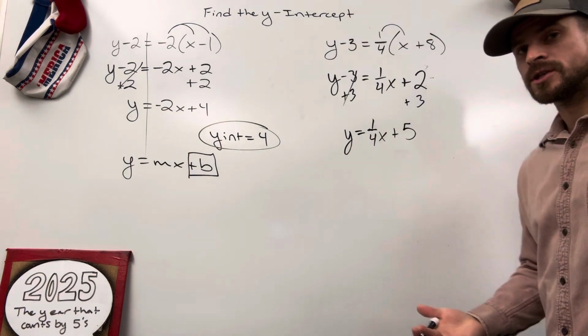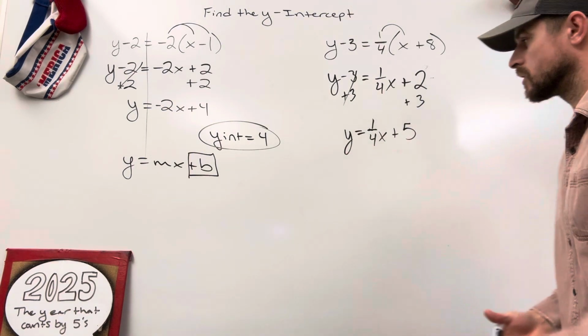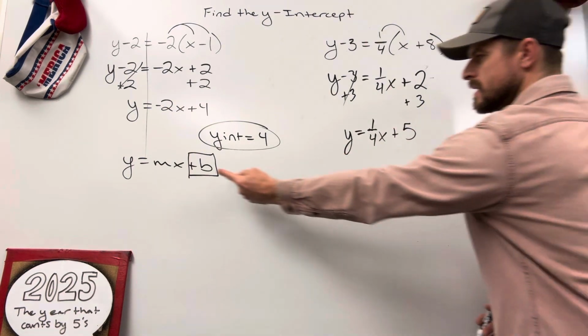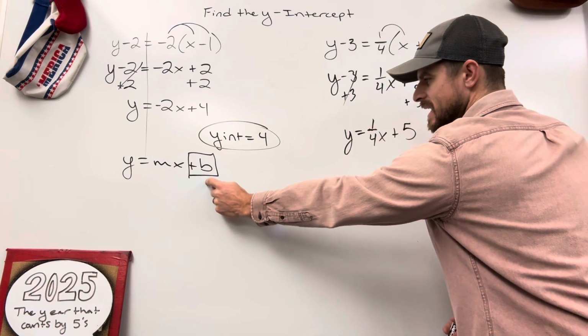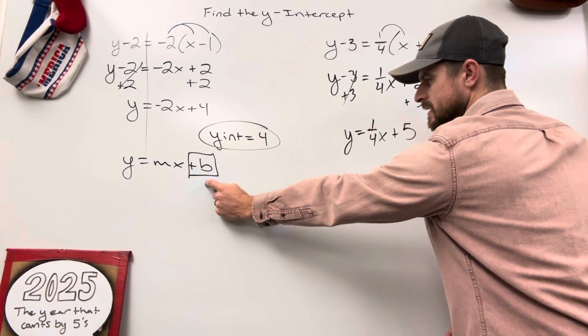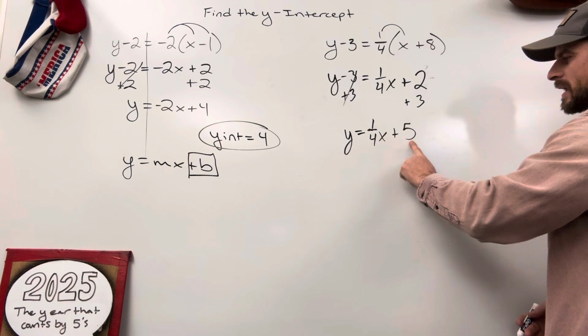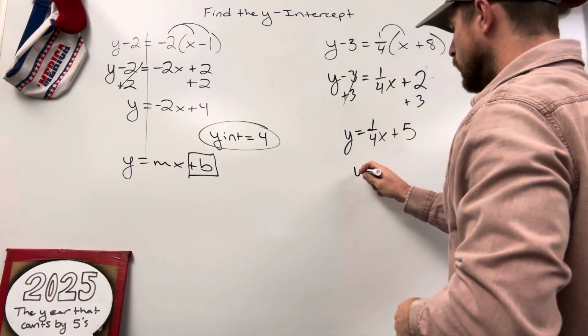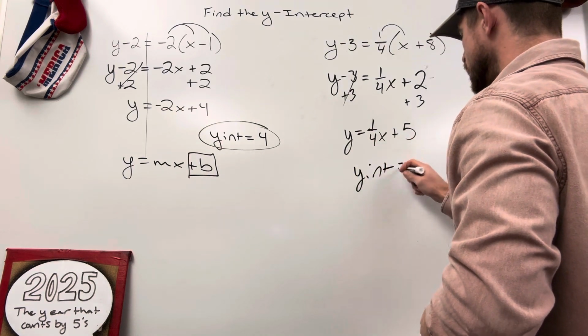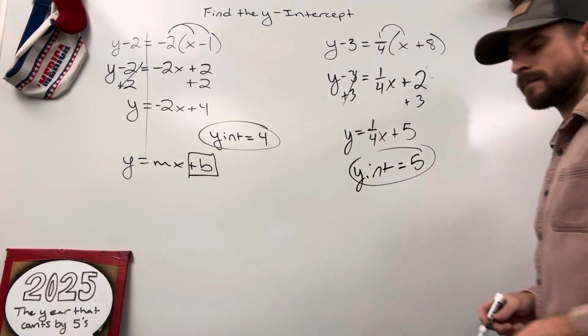So what was the question again? What's the y-intercept? So we just go and say, where's my b? In y equals mx plus b, b is the isolated constant, the constant that's all by itself, plus 5. So our y-intercept in this case is 5. Hopefully this makes sense.